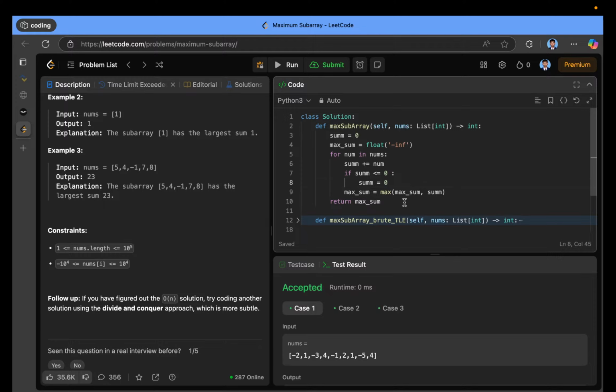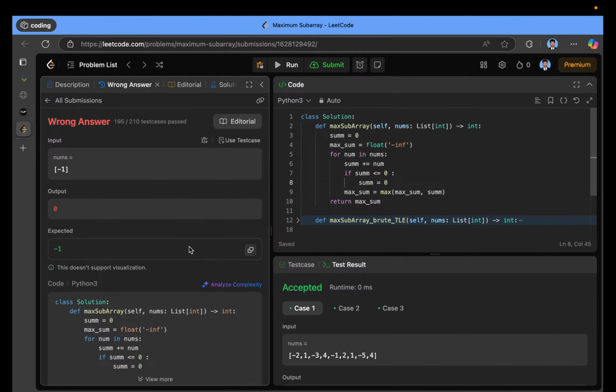Okay, so I have solved this. Let's submit it. Okay, and again, wrong line. I knew it. Negative answer. I knew it, bro. I knew it. This is going to happen. Oh, I knew the answer.